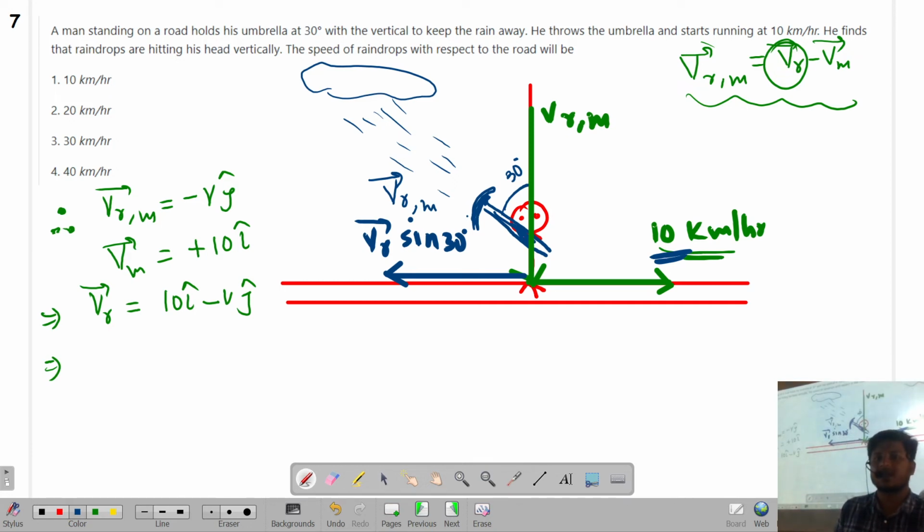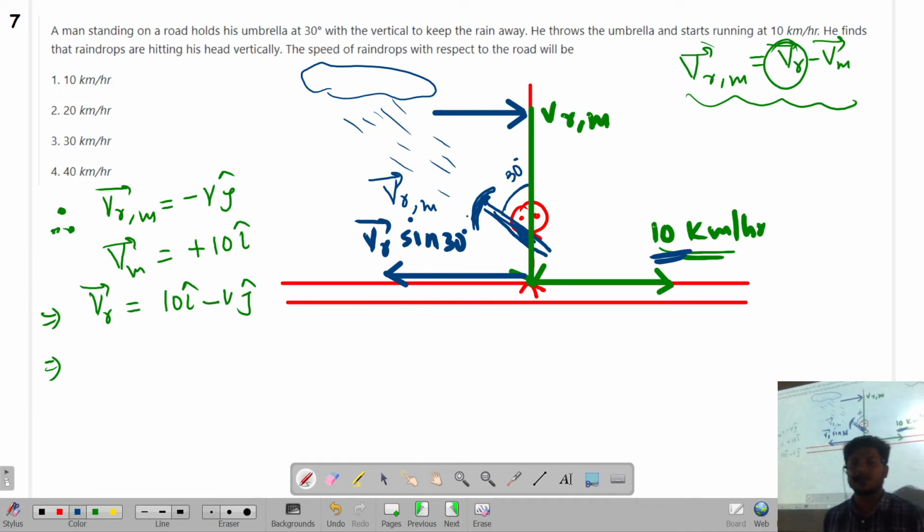Which component should I take? Can I take tan theta, something like that? Can I take tan theta or not? Look over here. What is given perfectly? In this problem, the most perfect thing which is given, you have to identify some things in relative velocity.